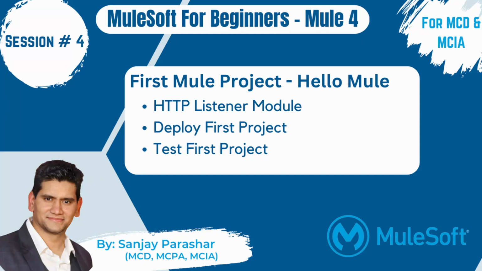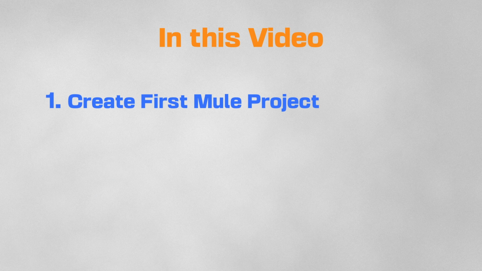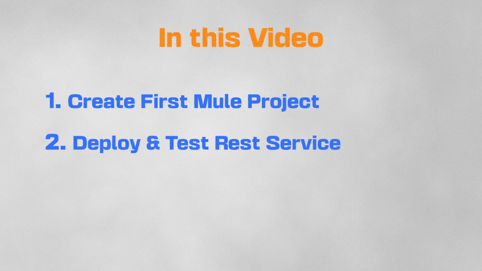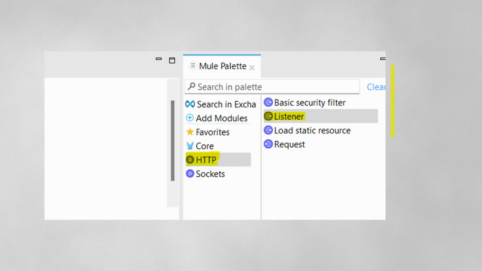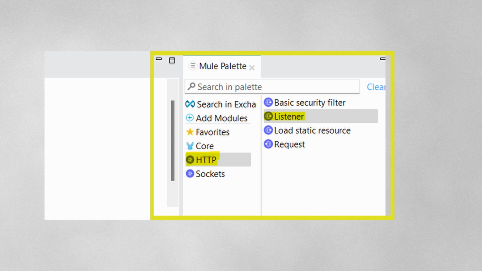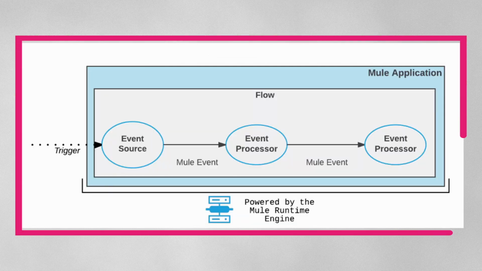So finally we know enough to develop our first Mule application. In this video, we will create a Mule project, develop a REST service, and deploy and test it using Advanced REST Client. We will also learn to create a REST service with query parameters and URL parameters. We will use HTTP Listener as our event source, which will generate Mule event data and pass it to the next event processor within a Mule flow.